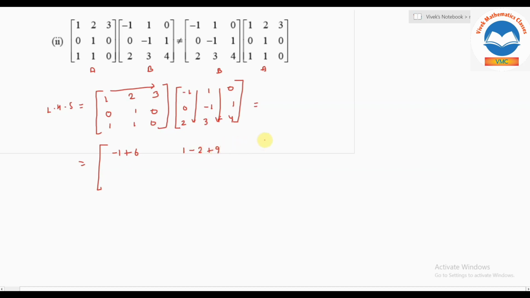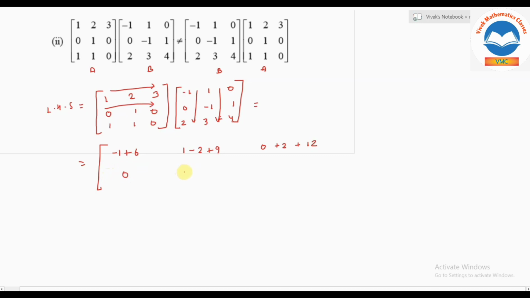Next, first row and third column will multiply. So what we will get? 1 into 0 will be 0. Plus 2 into 1 will be 2. And 3 into 4 will be 12. Similarly, we will multiply second row and first column here. So 0 into minus 1 will be 0. 1 into 0 will be 0. And 0 into 2 will be 0. So here we will get 0.